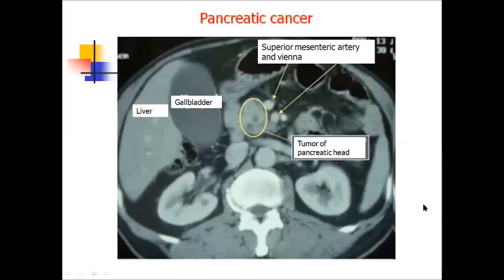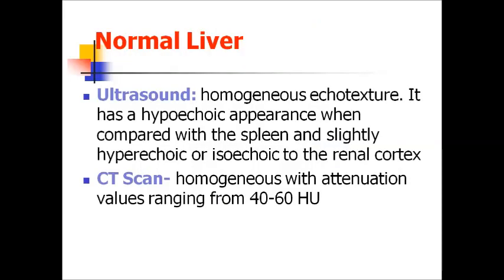Here is the next example of tumor of head of pancreas. Its localization and structures that may be distinct at the same level, at the level of the tumor: gallbladder, liver, and mesenteric vessels, artery and vein.